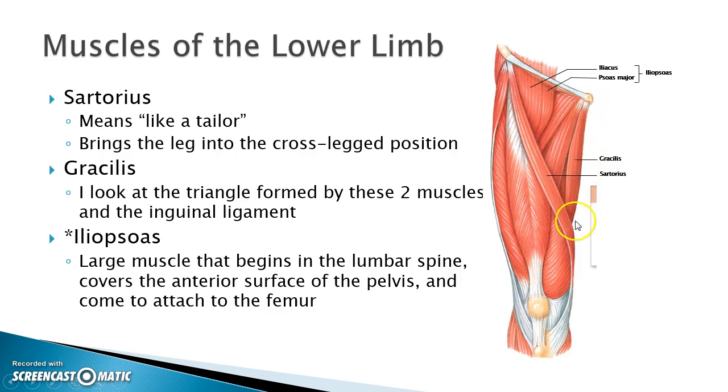Then here at the medial side we have the gracilis muscle. When I think about this, it forms a triangle. I have my sartorius, I have the gracilis, and then this ligament right here is called the inguinal ligament. Another large muscle that we can see here is the distal portion of what's called the iliopsoas. It's actually two separate muscles, the iliacus and psoas muscles, but they come together and we usually just call it the iliopsoas. This is actually a hip flexor, but they start way up high on the ilium and the spine and come down and attach to the femur.